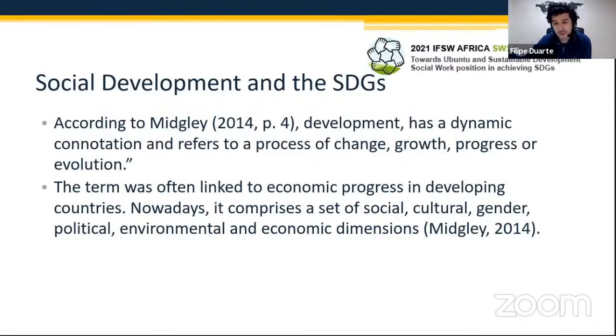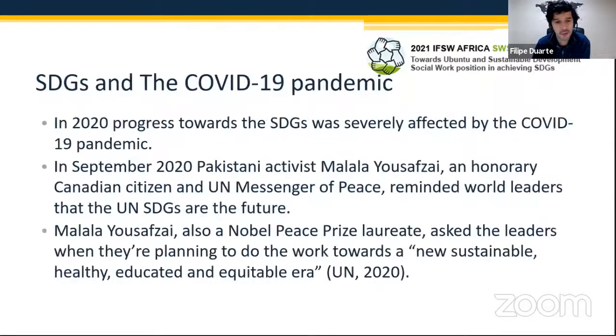Nowadays, it comprises a better framework and a better understanding, and that's why the World Social Work Day theme this year, Ubuntu, was really important, because I think everyone around the world now knows about the philosophy and principle of Ubuntu. Social, cultural, political, environmental, and economic dimensions are really important for social work. With the pandemic, progress towards that was severely affected, creating new layers of vulnerability. In September 2020, the Pakistani activist Malala Yousafzai, also an honorary Canadian citizen, challenged the world leaders to make progress towards the SDGs.